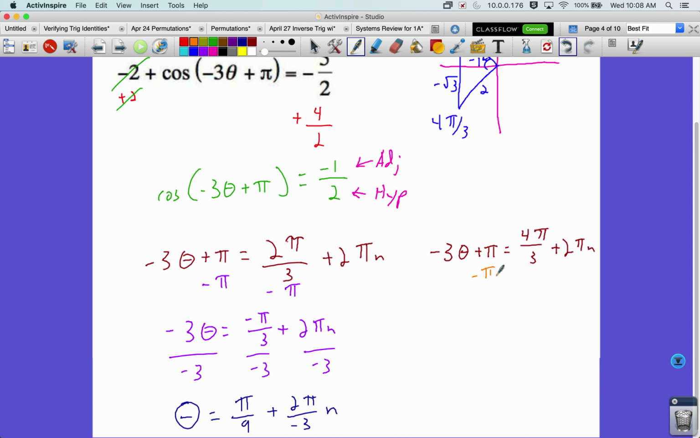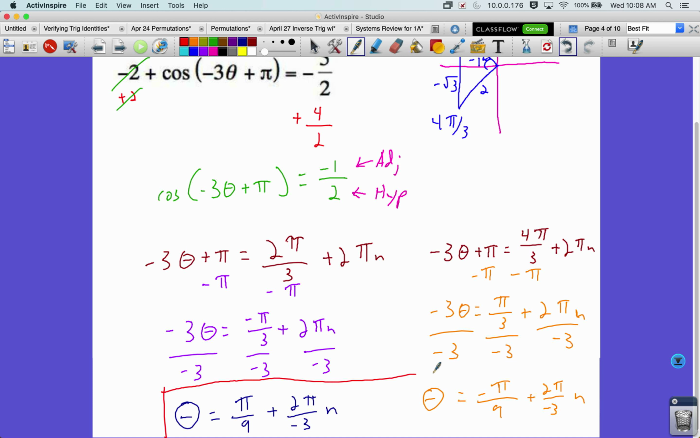All right, let's do this one over here. Subtract pi from both sides. Negative 3 theta equals pi over 3 plus 2 pi n. Excuse me. Divide everything by negative 3. And we get theta equals negative pi over 9 plus 2 pi over negative 3 n. Okay, and that whole thing is our answer, plus somewhere we have to define what n is.